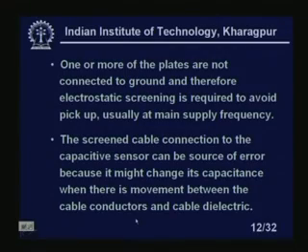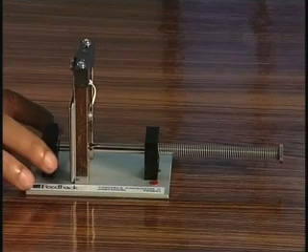The screened cable connection to the capacitive sensors can be a source of error, because it might change its capacitance when there is movement between the cable conductors and cable dielectrics. So let us now go to the instrumentation lab and see some capacitance based sensors.